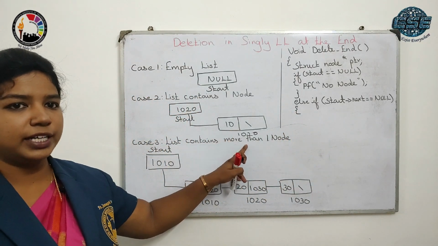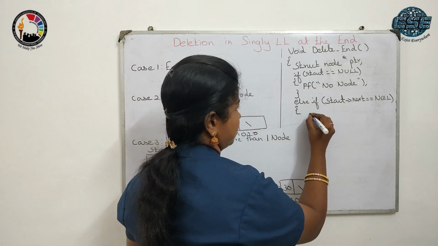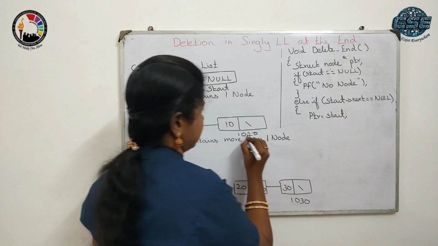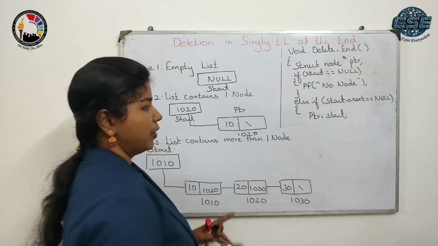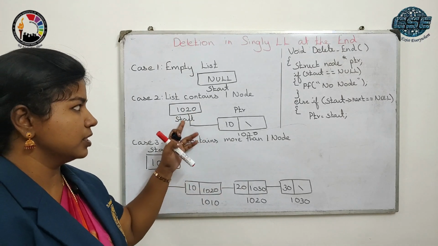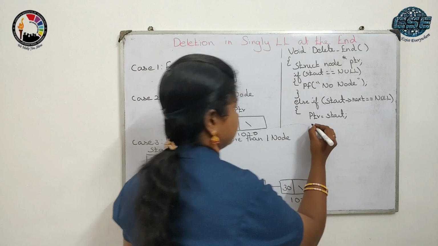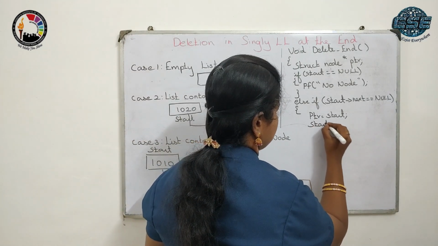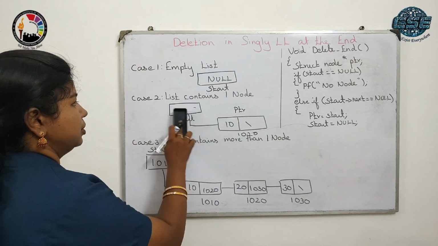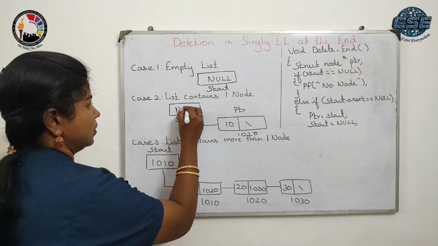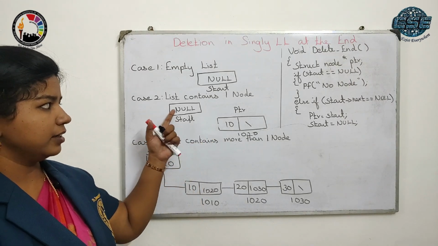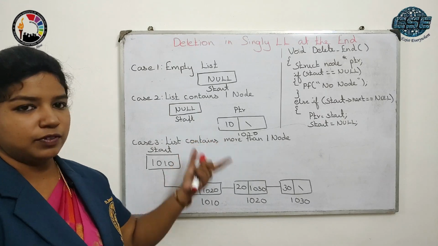first we have to make a pointer variable point to the first node. So ptr is equal to start. So I'm having a pointer variable to point to the first node. Then I have to make start is equal to null. So if I do so, this value will be equal to null. So this connection will be deleted. Since we have marked the start to be null, this link will be cut down.